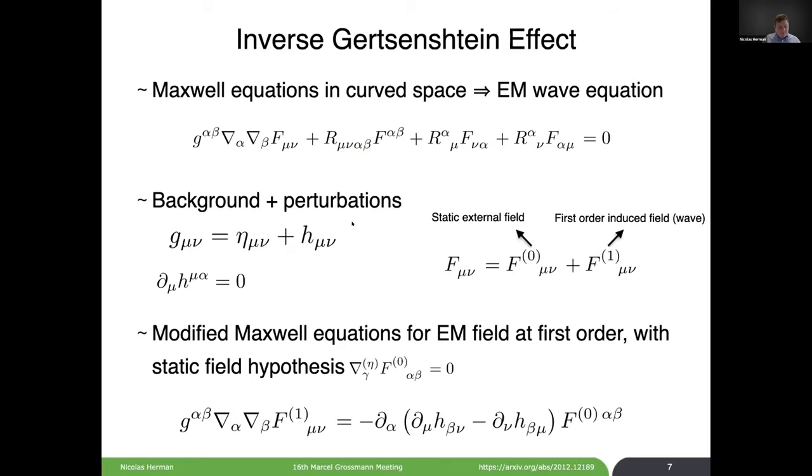For the metric, we use a Minkowski background, and the perturbation is the incoming gravitational wave in the Lorenz gauge. And for the electromagnetic field analysis, we split our field in two parts. The first part is the static external field, so the constant transverse magnetic field. And the perturbation is the first order induced field. So it's the faint electromagnetic wave produced by the Gertsenshtein effect. And using these assumptions, we can get a wave equation for the first order perturbation sourced by the static field and the second derivative of the gravitational wave.